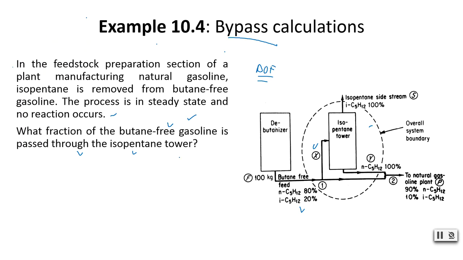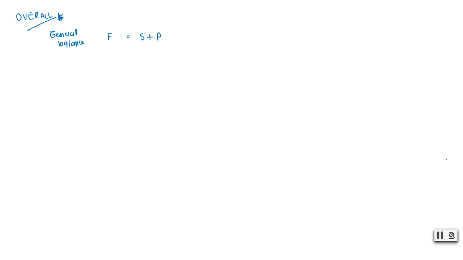Overall, so for the overall balance, the general balance will be F equals S plus P. Okay, so F equals S plus P. We are not considering what is inside of the system, we're just going to consider the overall process where only F, S and P are involved.